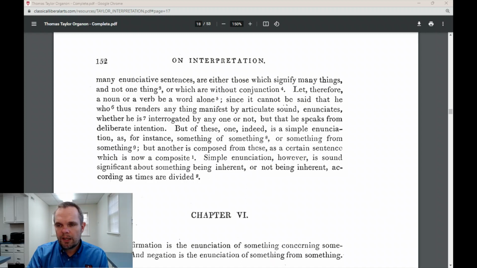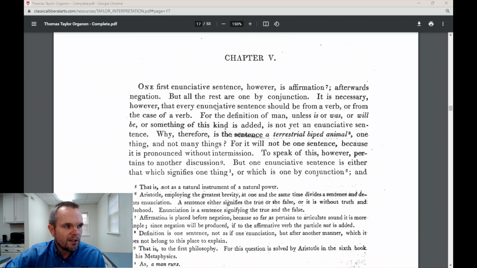So the purpose of chapter 5 is to introduce us to the definition of simple enunciation, which we're going to be studying in coming chapters. And then later in the book, we're going to get into composite enunciation. But that chapter simply contains an introduction, we should say, to enunciation in general, and then in the first sentence to the divisions of enunciation.